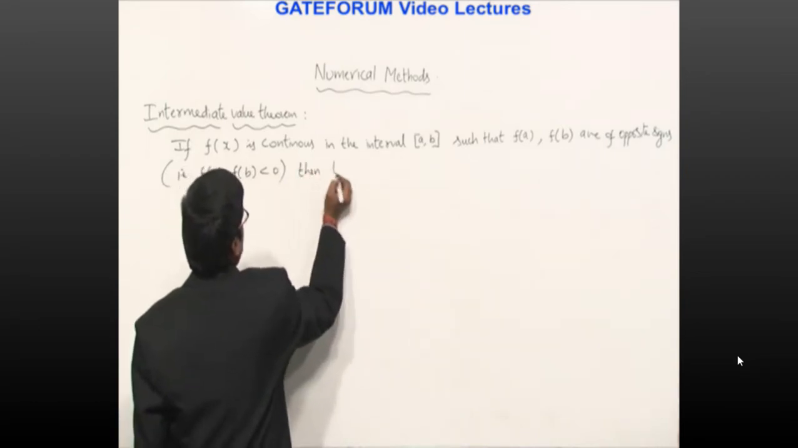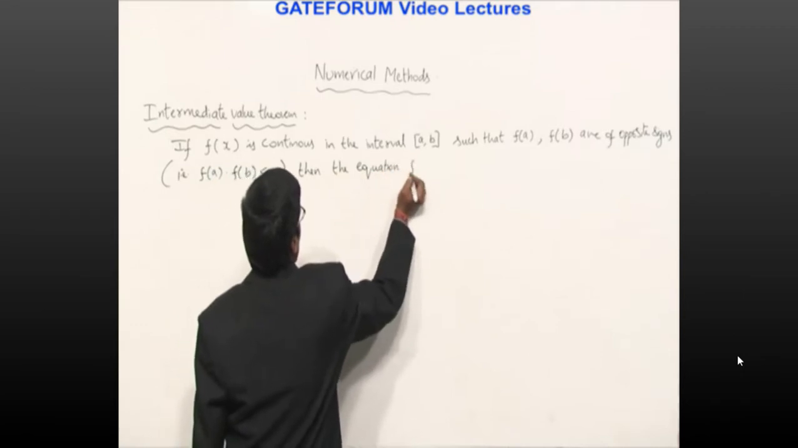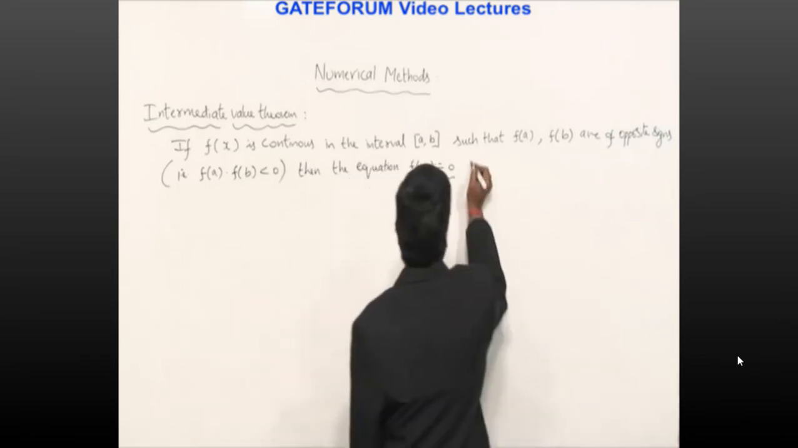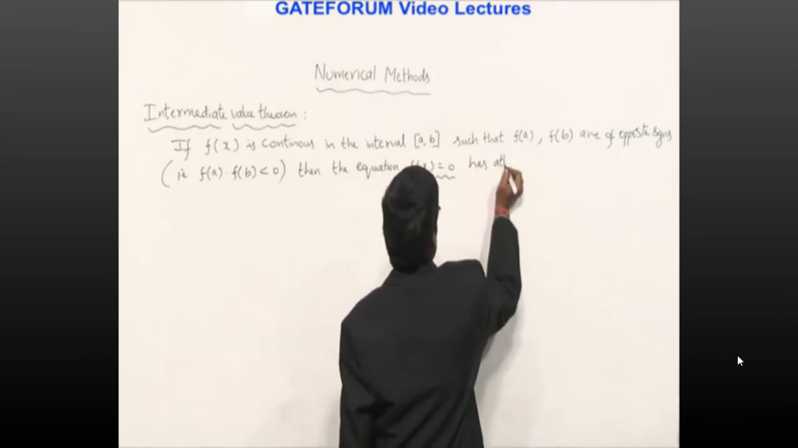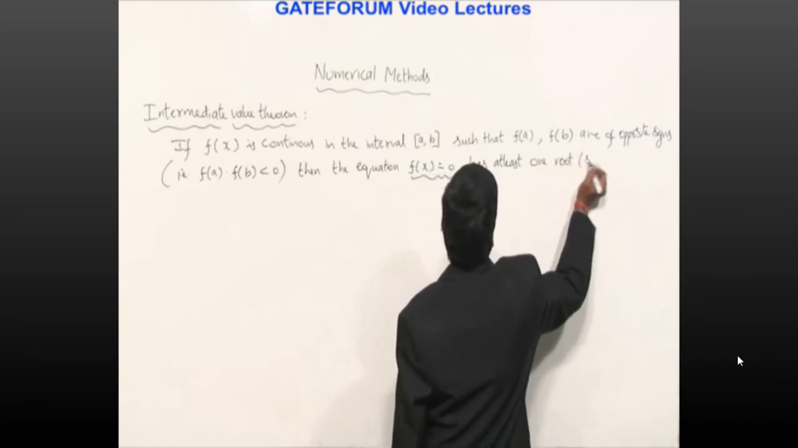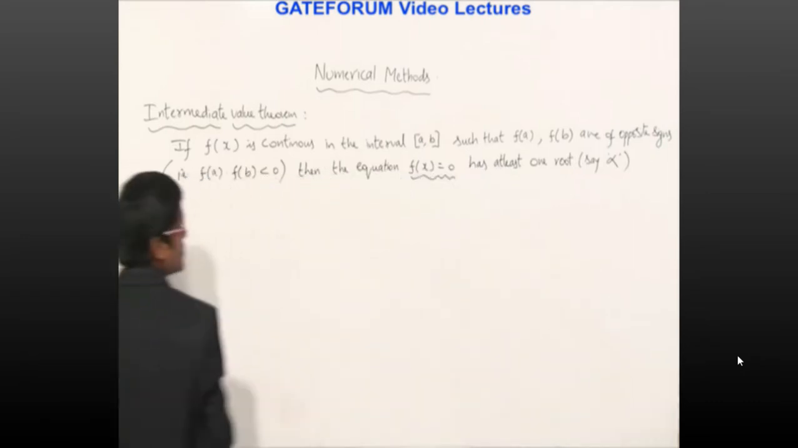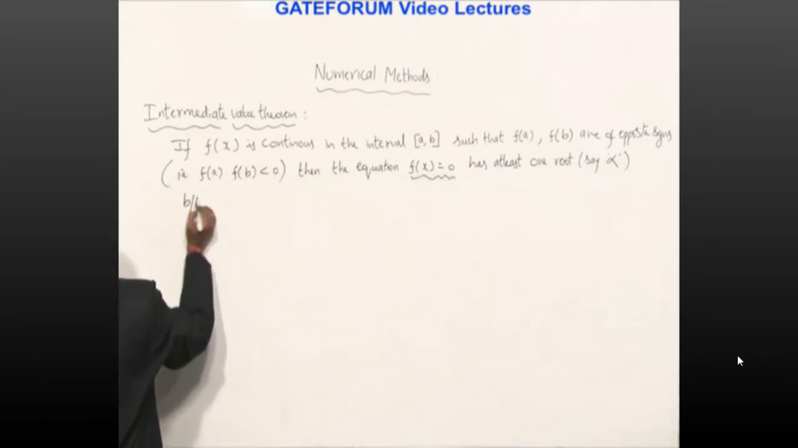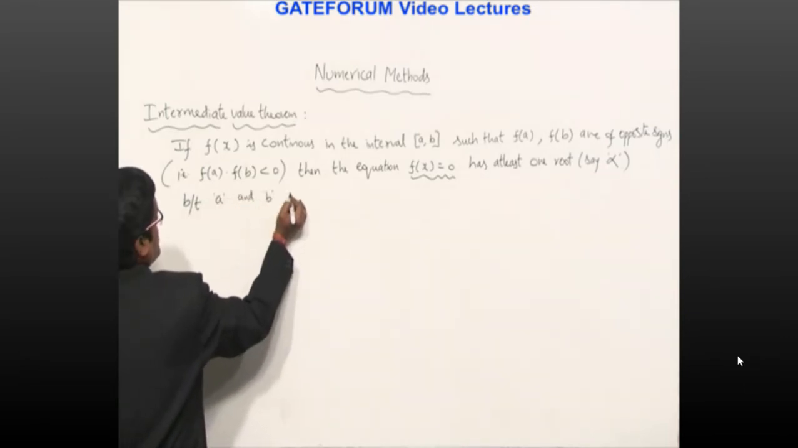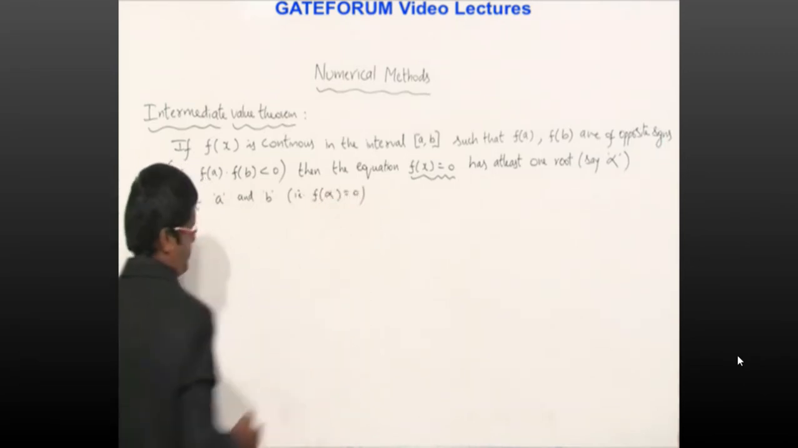then the equation f x is equal to 0 has at least one root, say alpha, between a and b, that is f of alpha is equal to 0.